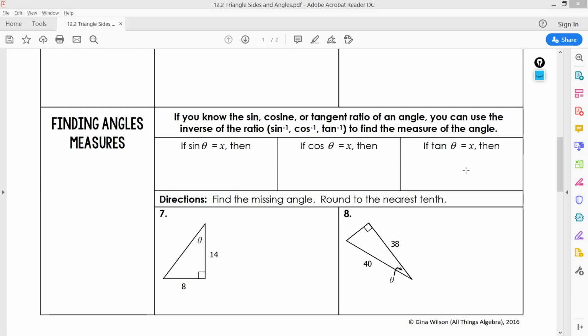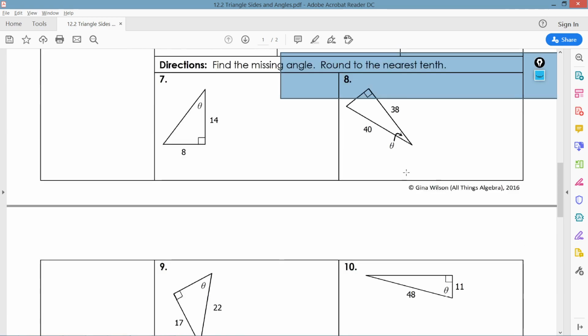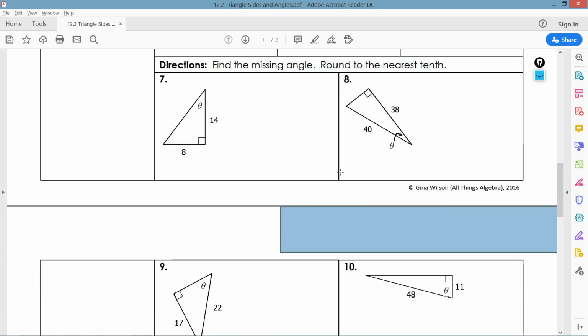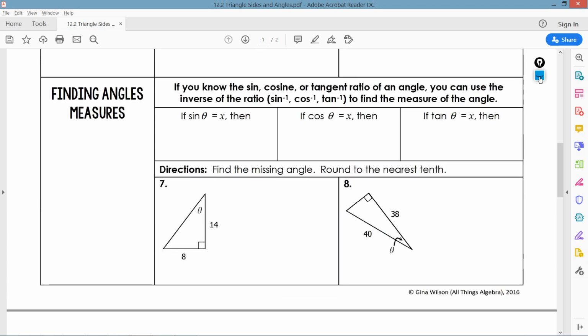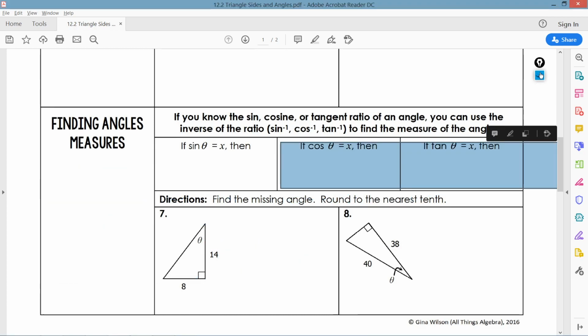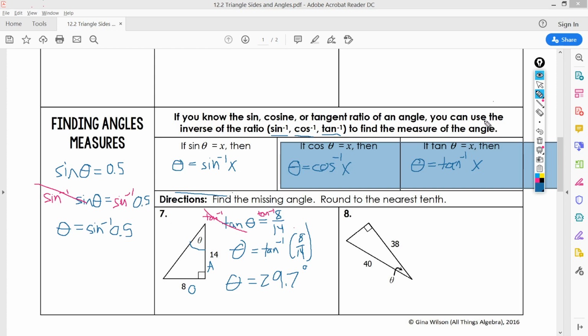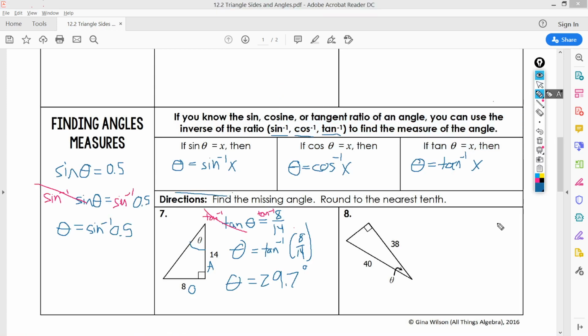Let's see, how many more of these do we have? 3 more. I'll do one more of these. Let's see, this is an AH problem. Okay, so I'll do 8, and I'll leave 9 and 10 for you guys.